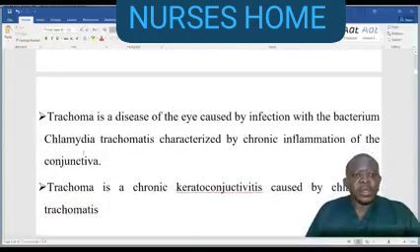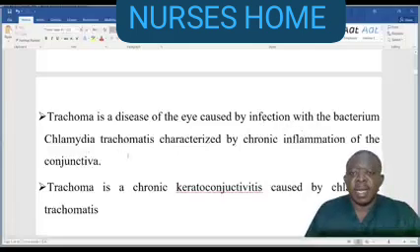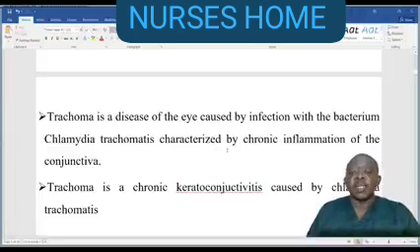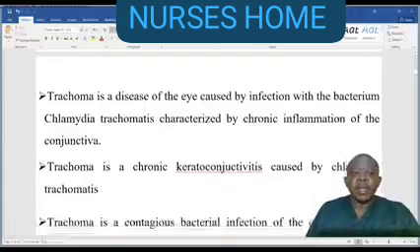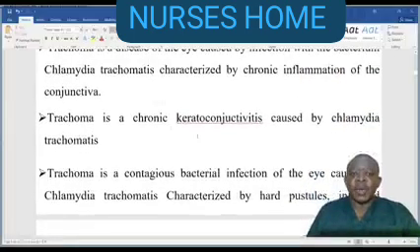So, in trying to define trachoma, we can look at it as a disease of the eye that is caused by infection with bacterium Chlamydia trachomatis that is characterized by chronic inflammation of the conjunctiva. So, in this definition, we have given out the characteristic nature of the disease, which is bringing about chronic inflammation of the conjunctiva. Otherwise, trachoma can also be looked at as a chronic keratoconjunctivitis that is caused by Chlamydia trachomatis. So this is trying to define trachoma with the anatomical parts that are affected.